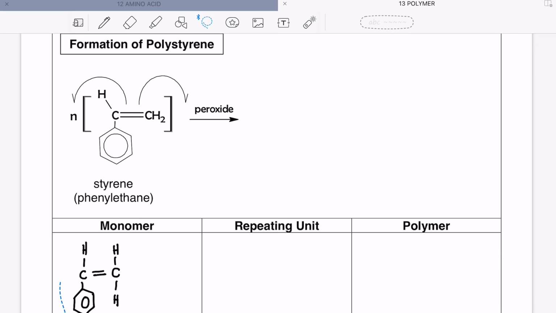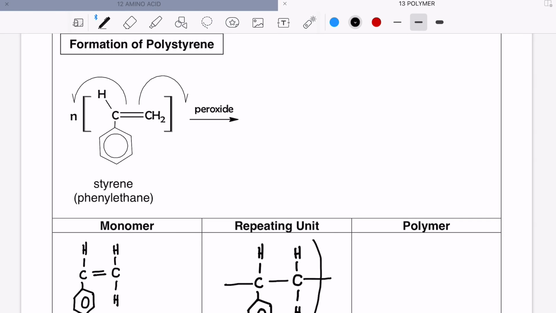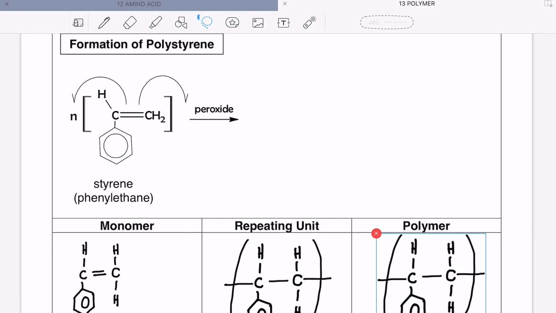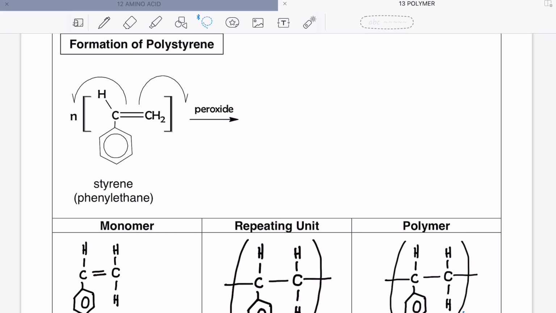Okay, this one. Again, you can just copy back everything. Paste, but remember, the repeating unit is the product after the polymerization, so there will be no double bond. So this will be the repeating unit, and the polymer will be this. But don't forget to put n.